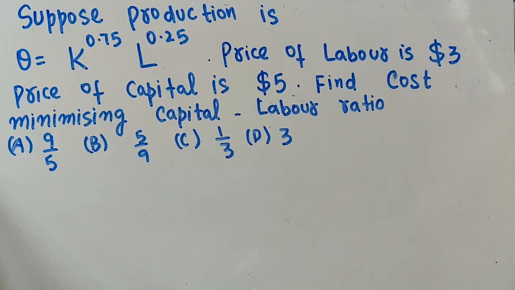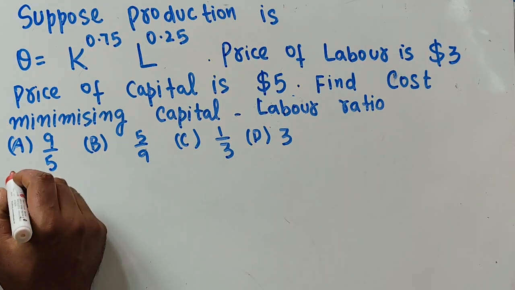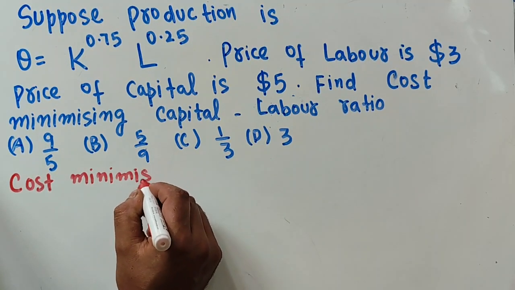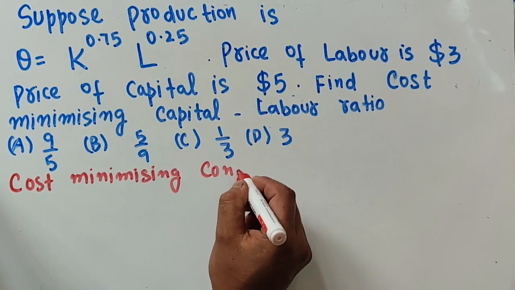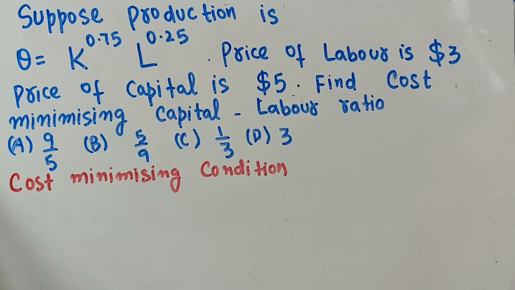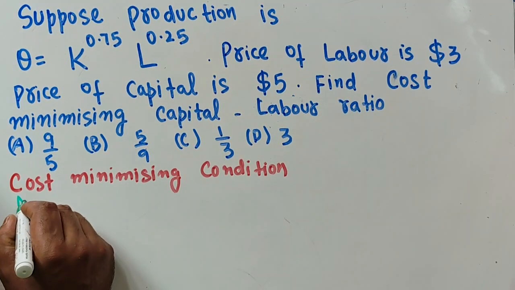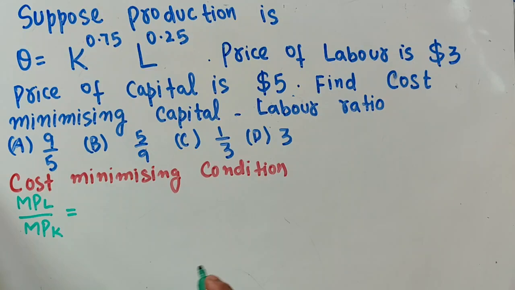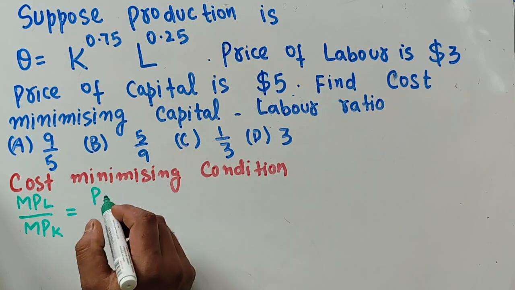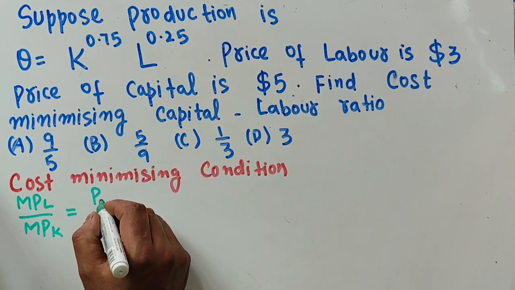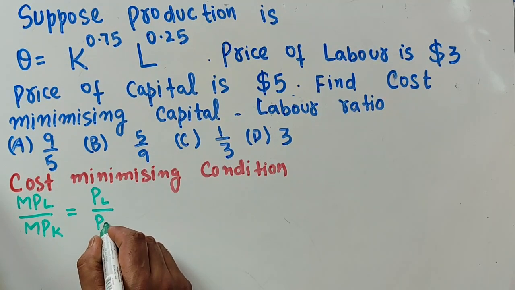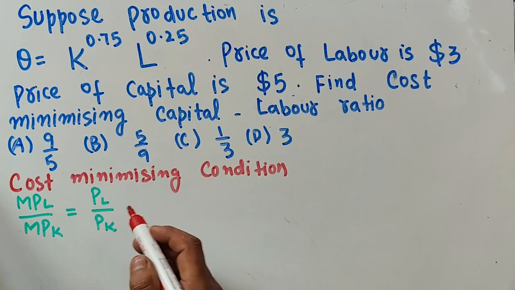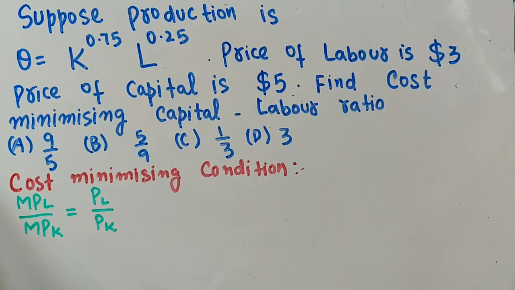So what is the cost minimizing condition? The cost minimizing condition requires that the ratio of the marginal product of labor upon the marginal product of capital should be equal to the input price ratio, that is the price of labor upon the price of capital. This is the condition for cost minimization, to find the cost minimizing capital labor ratio.